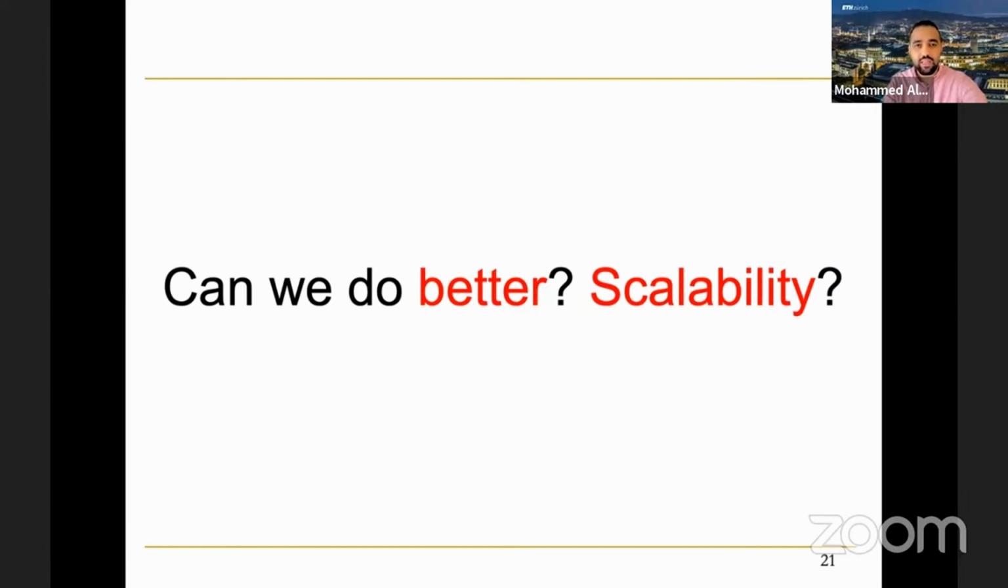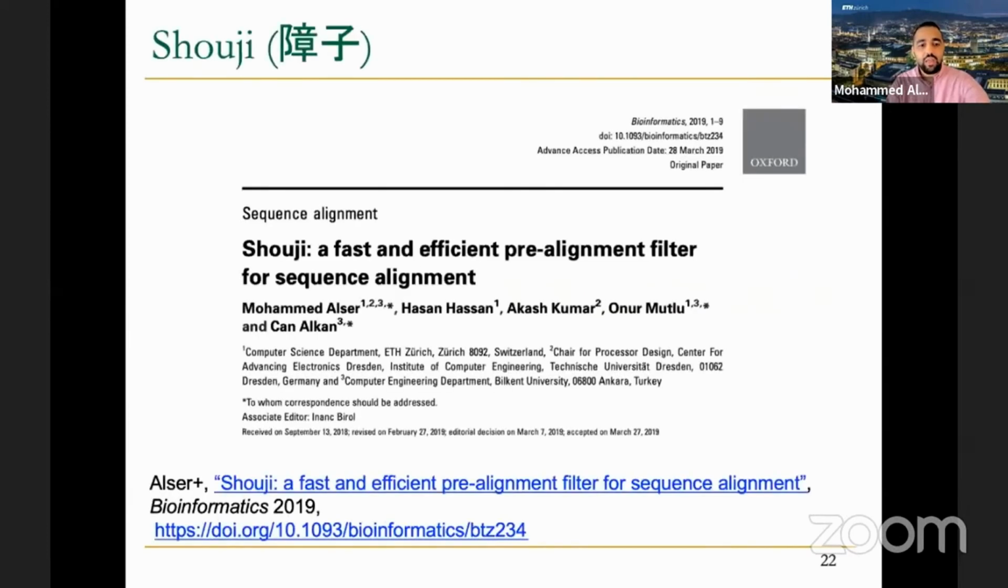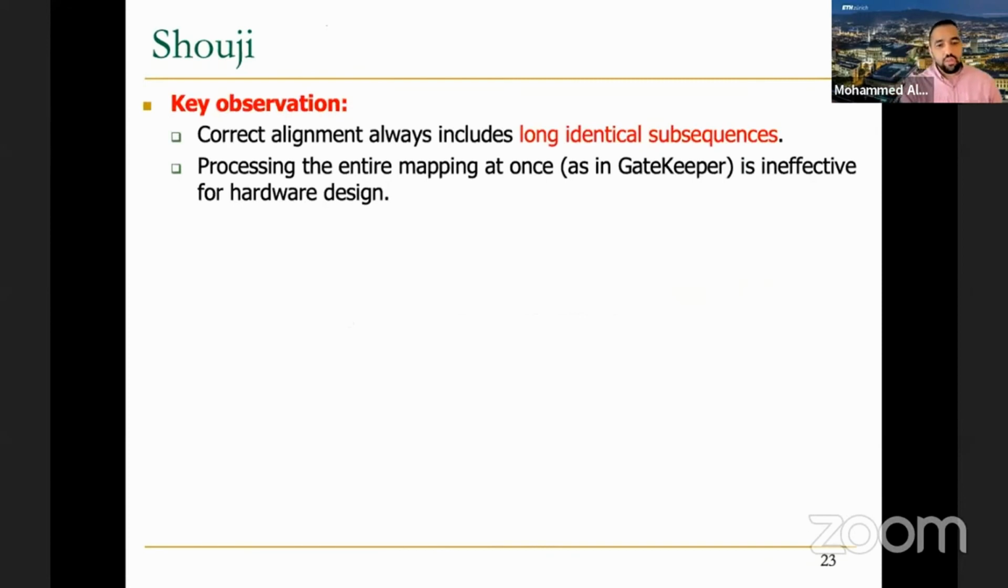What if the sequence length is now getting longer? That is Shouji. So in Shouji, we said, okay, still the correct answer includes long identical subsequences, and they are non-overlapping, right? But we also observe that processing the entire mapping at once, as in GateKeeper, is ineffective for hardware design. So think about, this also includes Magnet, right? If you consider the entire mask as one sequence or one register, and you want to do any operation with it, it can be a really long register. So including bitwise operation over this register, always expensive.